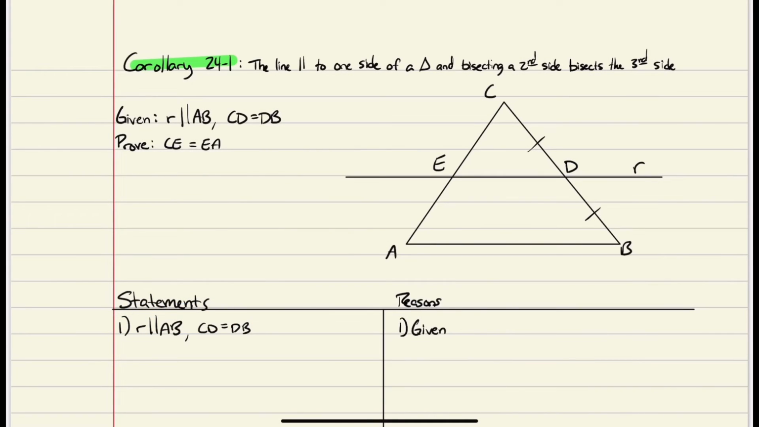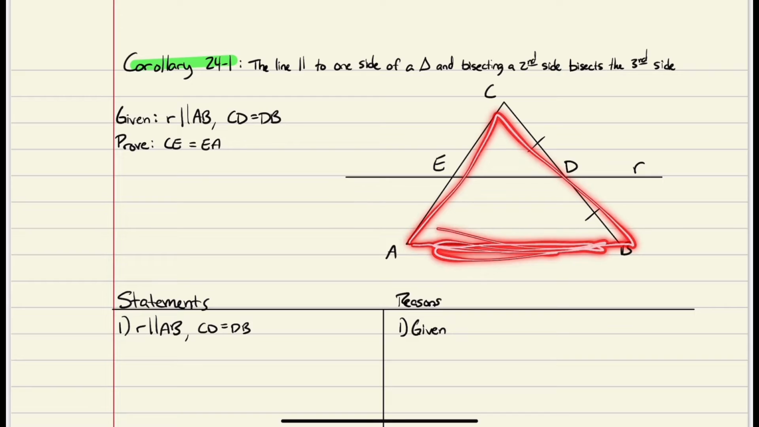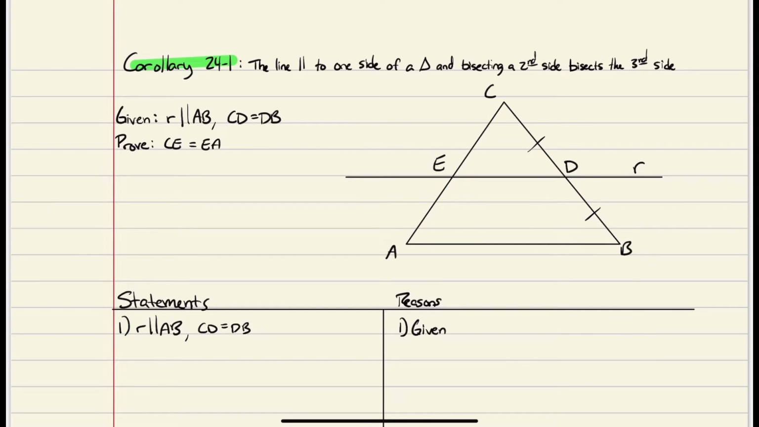Corollary 24.1. This is a corollary that goes directly with Theorem 24 that we just went over. Corollary 24 states that the line parallel to one side of a triangle and bisecting a second side bisects the third side. So here we have a line that is parallel to a line in this triangle. And we also are stating that it is bisecting a second side of this triangle.